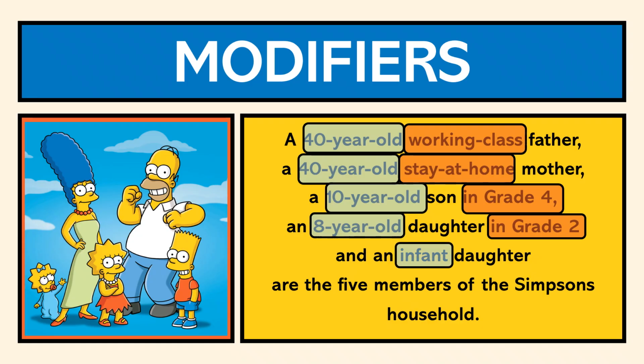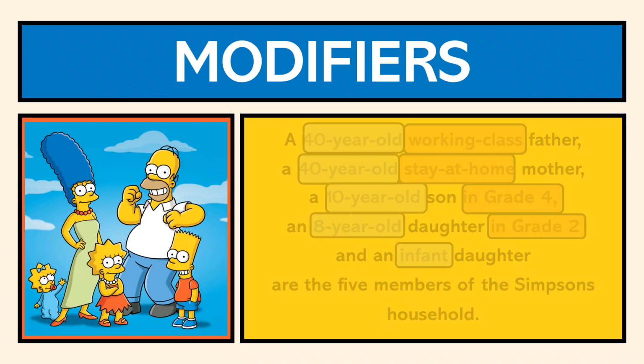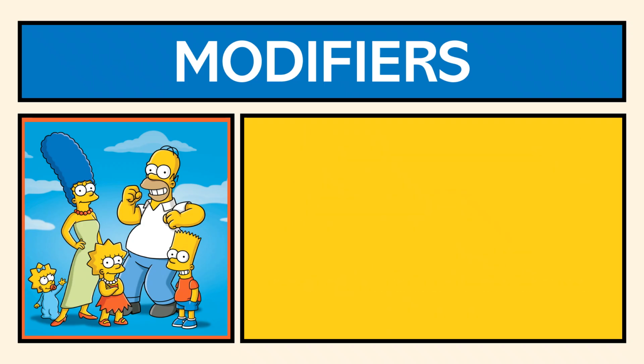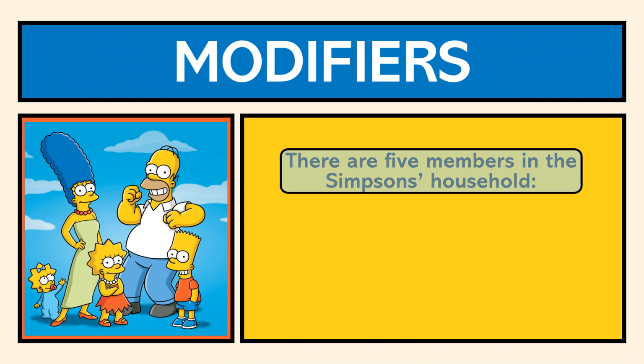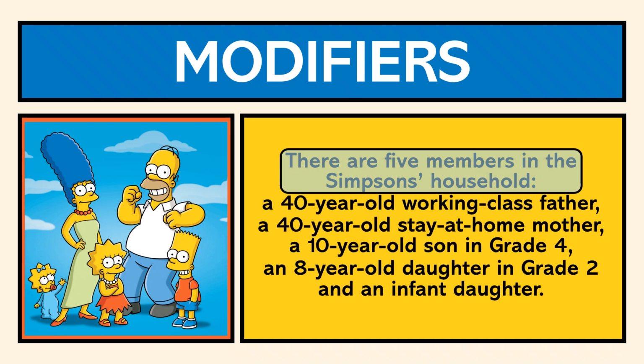Now, having all of these restrictive elements attached to each of the subjects makes this sentence far more difficult to process. So we should again consider inverting the sentence. To improve readability, we might begin the sentence by saying, there are 5 members in the Simpsons household. Now we have this basket, which is the framework and the context for the list, and we can just jump into that list. The 40-year-old working class father, 40-year-old stay-at-home mother, etc., etc.